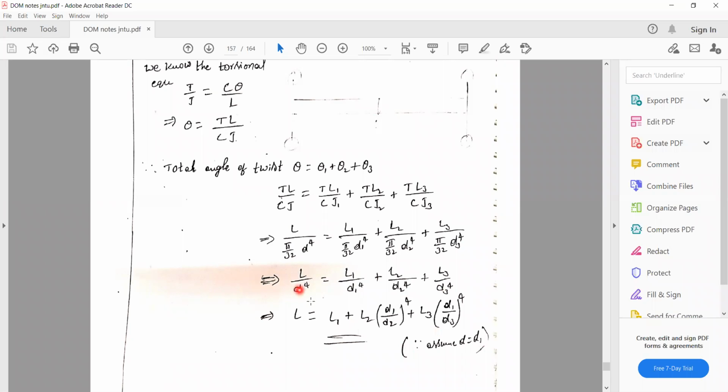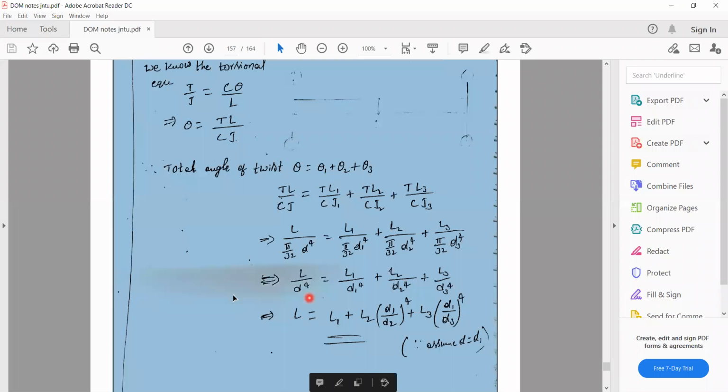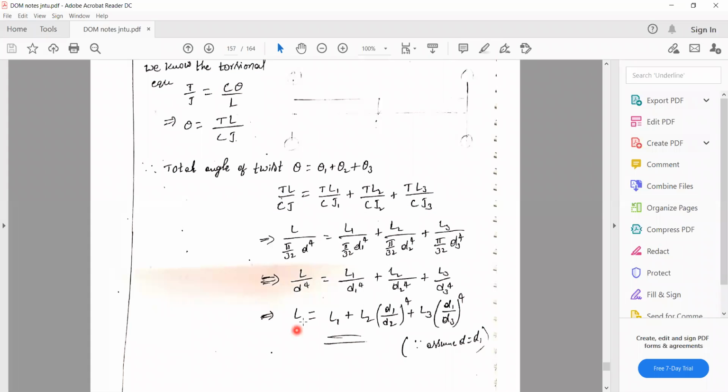So d power 4 is also equivalent to d1 power 4. Taking d1 power 4 to the right side, the equation changes. So that is L1 plus L2 into d1 by d2 whole power 4 plus L3 into d1 by d3 whole power 4.